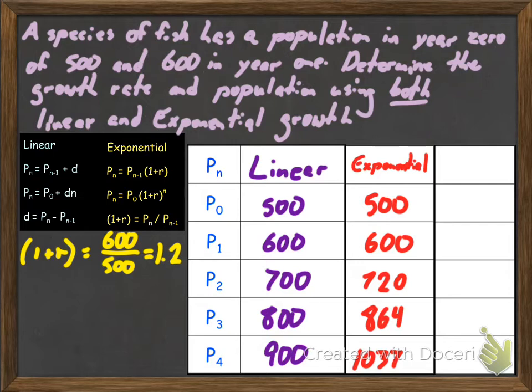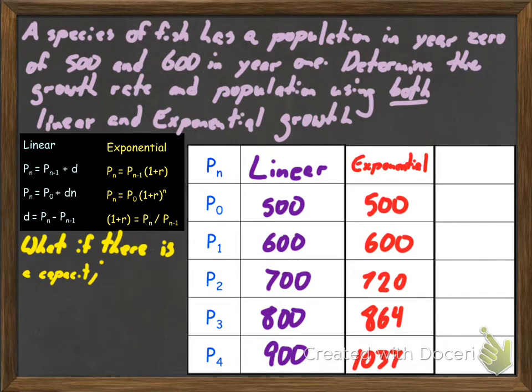So what happens if there's some sort of shock in year 1? After year 1, all of a sudden there's only a capacity of 900 fish. Say there's an oil spill in their pond or something like that, and then all of a sudden you can only fit about 900 fish in that pond. Then we would actually need to use a logistic function to calculate that.